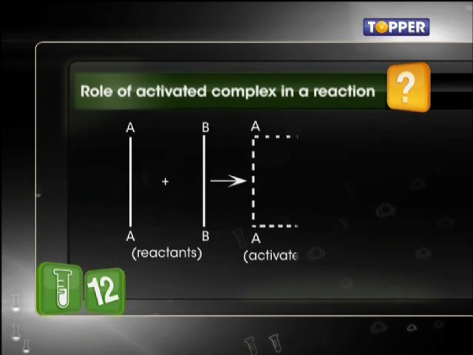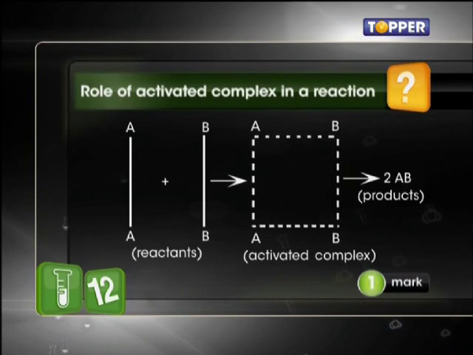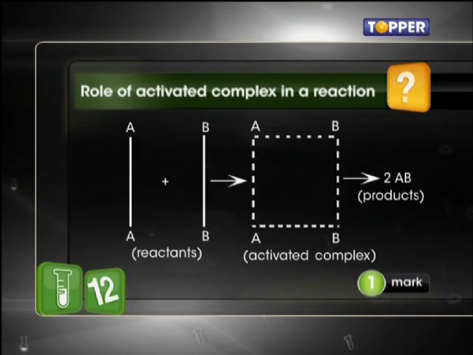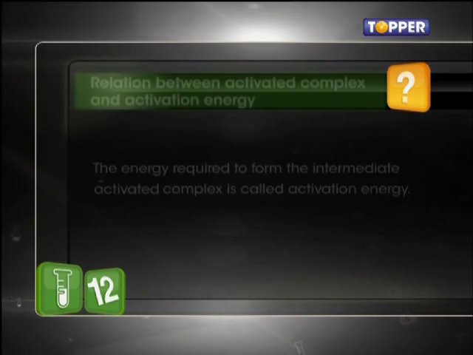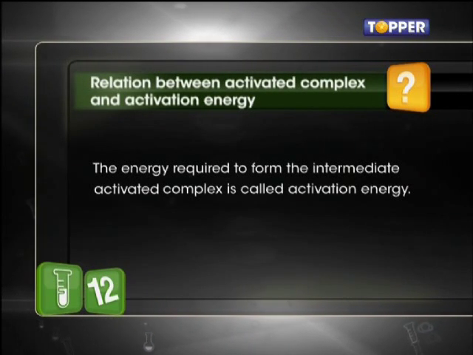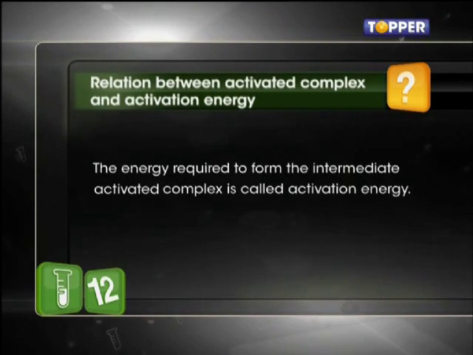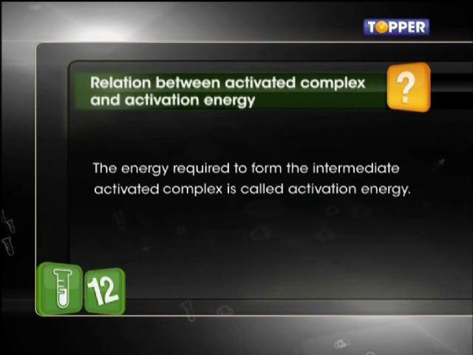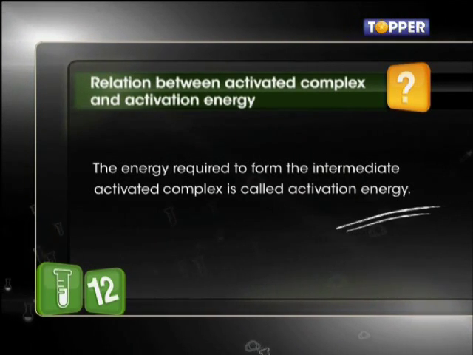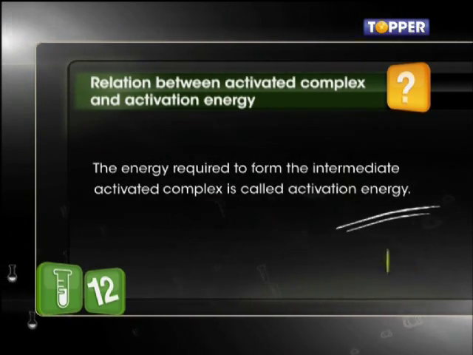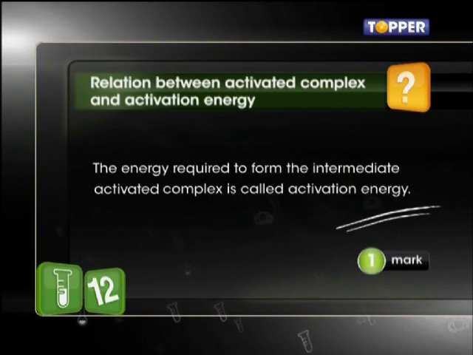Drawing the diagram as shown will give you a mark. The energy required to form the intermediate activated complex is called activation energy. And writing this much would get you the remaining 1 mark.